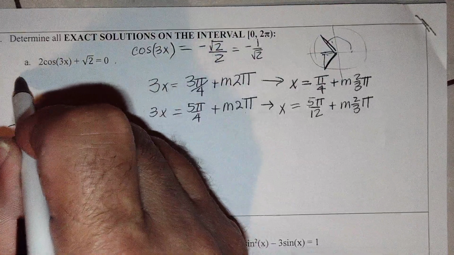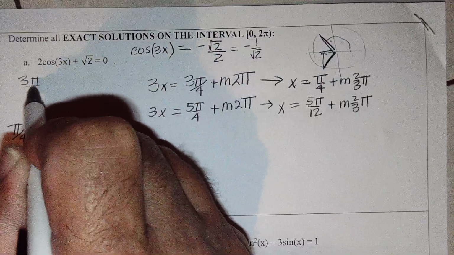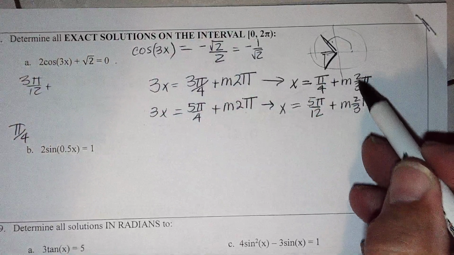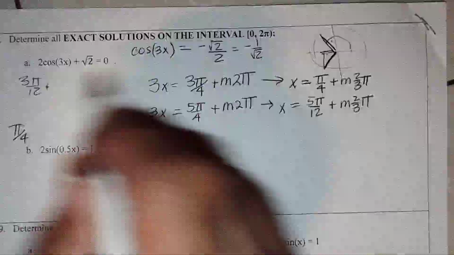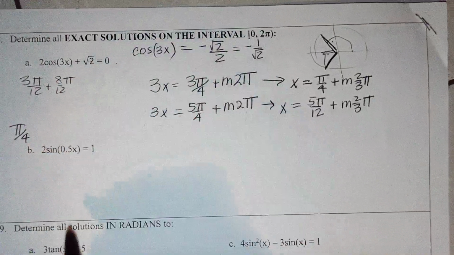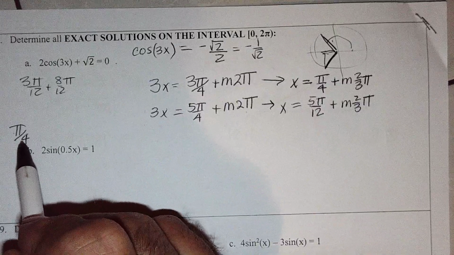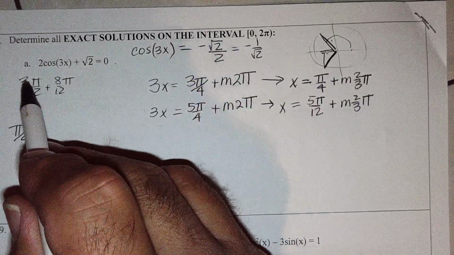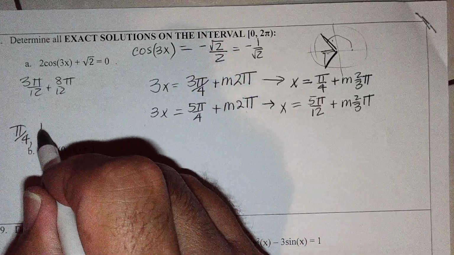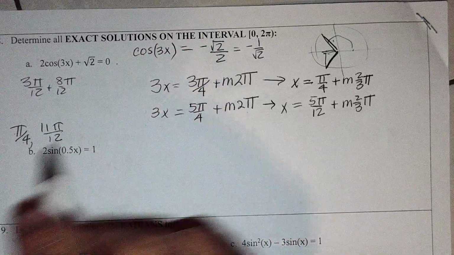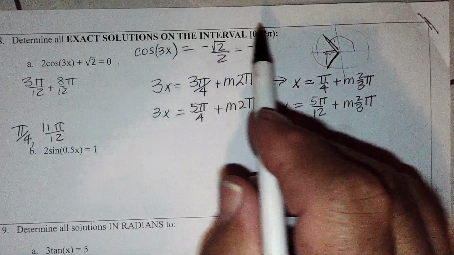So this one is 3 pi over 12 plus, and in 12ths, I'd have to multiply by 4. This is 8/12 pi. So here's 3 pi over 12, pi over 4. And 3 pi over 12 plus 8 is 11 pi over 12. That's still less than 2 pi.